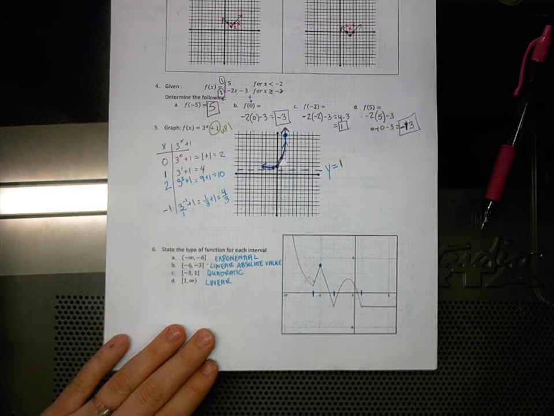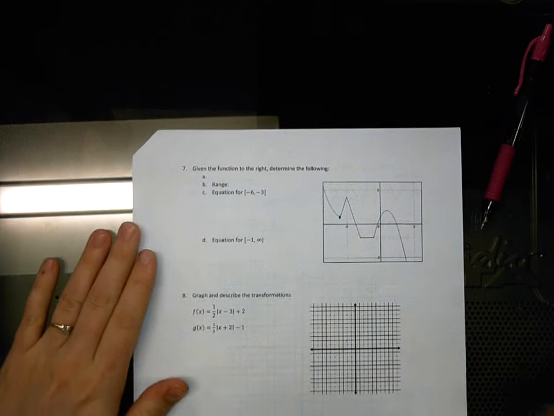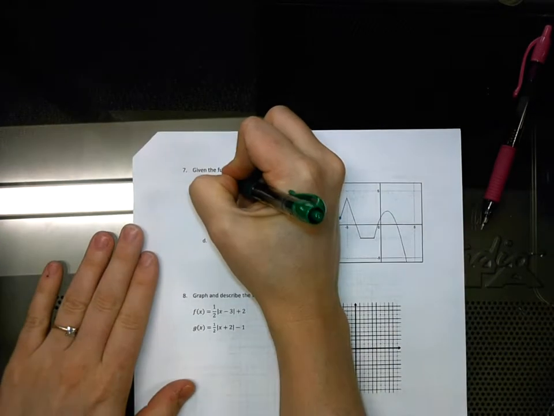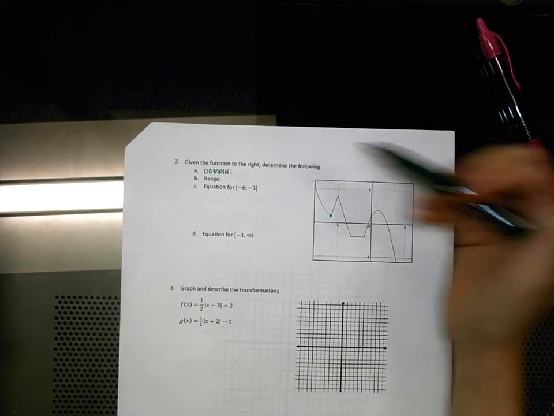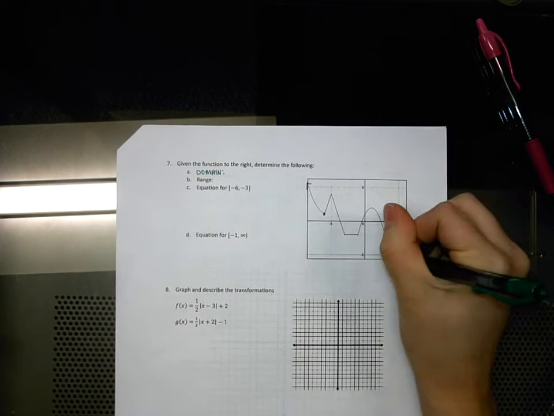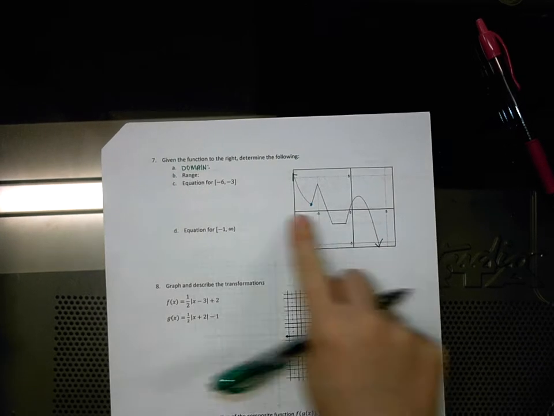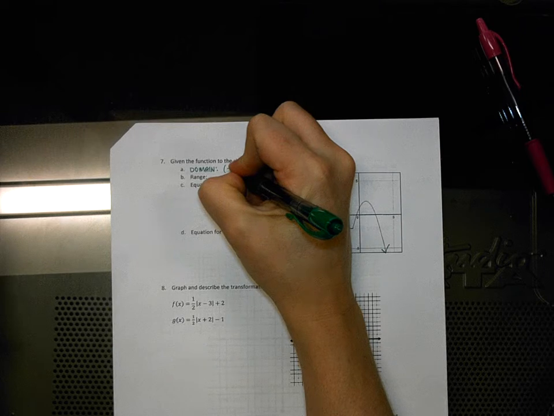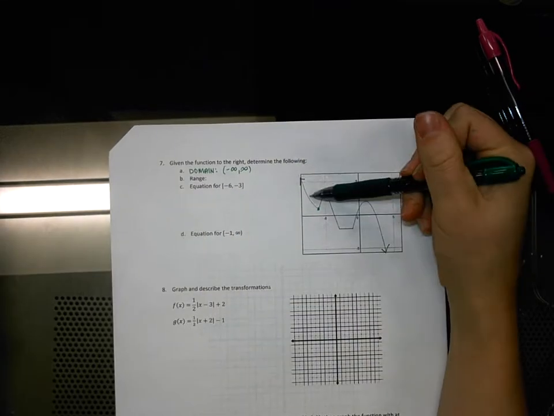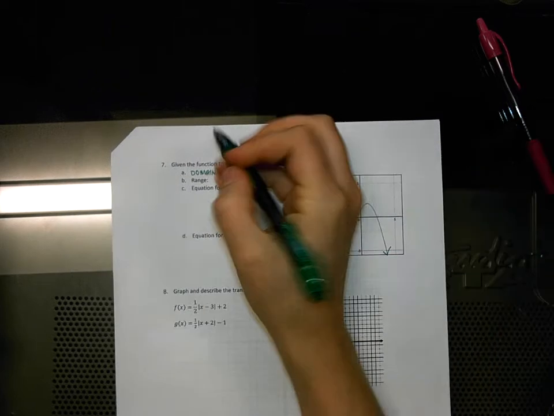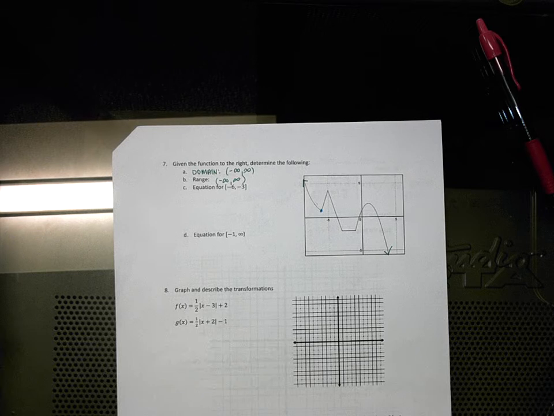Move to the back side. Number 7. So part A should have been the domain. This function, from left to right, goes on forever. You can put arrows on there, but it goes to the left forever and to the right forever. So my domain is negative infinity to positive infinity. The left side goes up forever, the right side goes down forever. So all of my y values are also used, negative infinity to positive infinity.